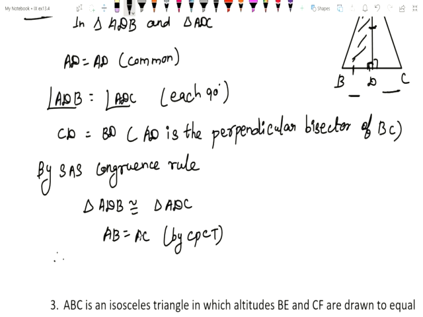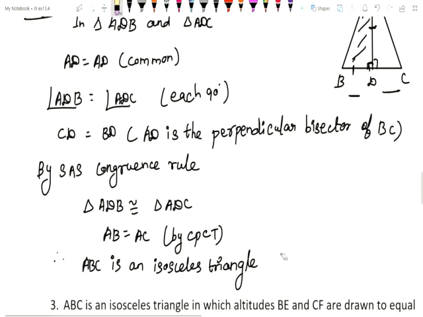So, ABC is an isosceles triangle in which AB equal to AC. AB equal to AC. Is it clear, children? Okay, children. See the next one.